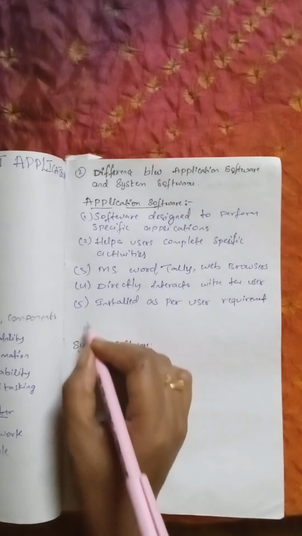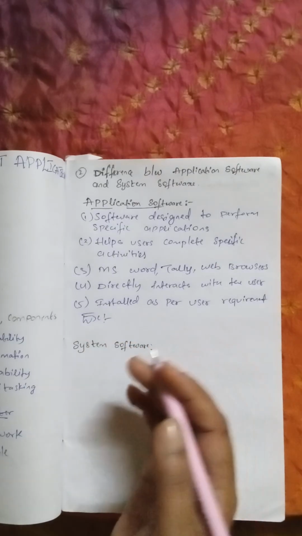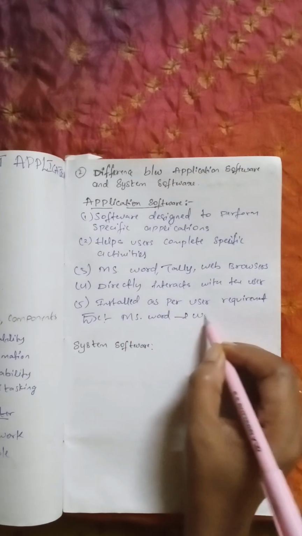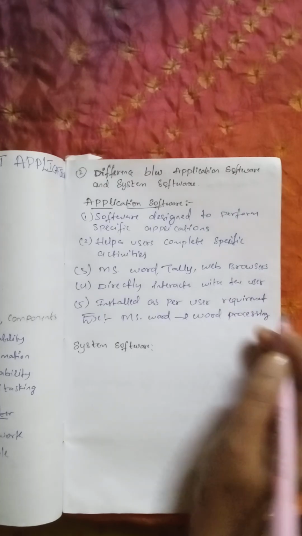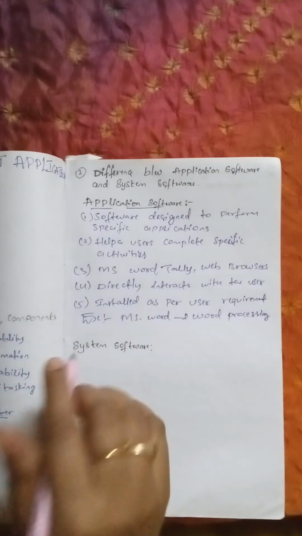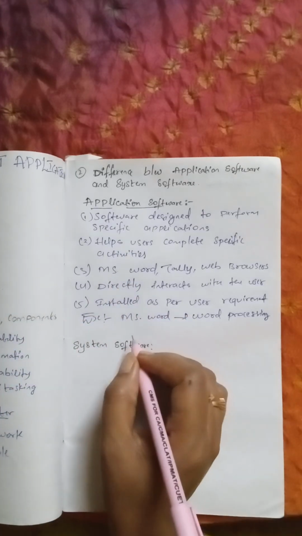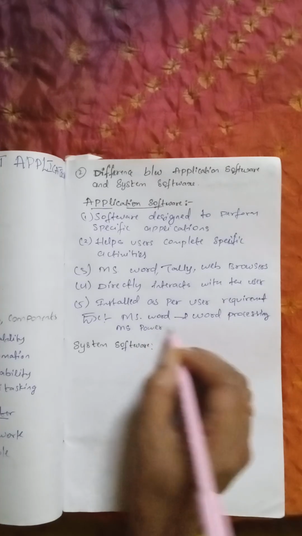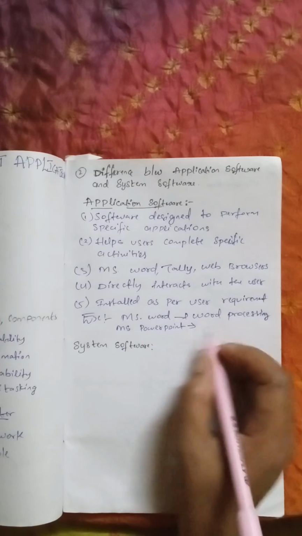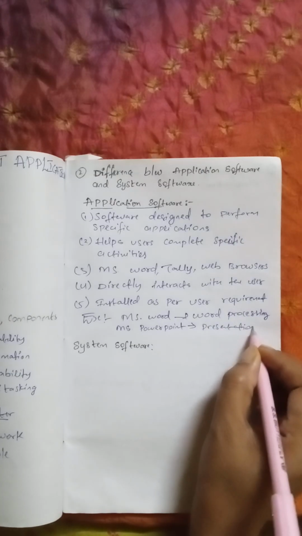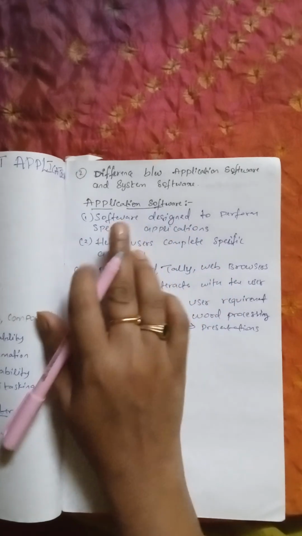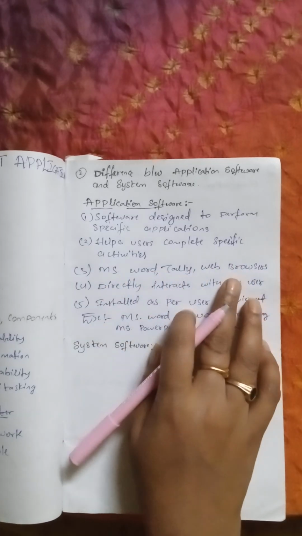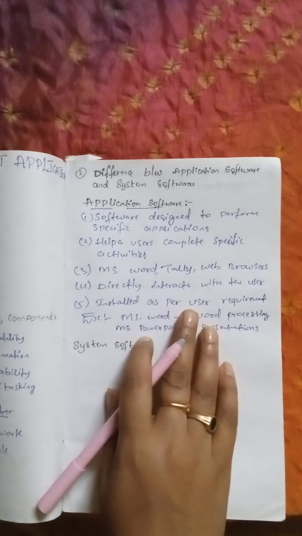If you give examples for application software, it is very good. MS Word is for word processing. MS Excel is for spreadsheets. Google Chrome is a web browser. MS PowerPoint is used to make presentations. These are all known as application software. Once again, application software is designed to perform specific applications, helps users complete specific activities, like MS Word, Tally, web browsers, directly interacts with the user, and is installed as per user requirement.